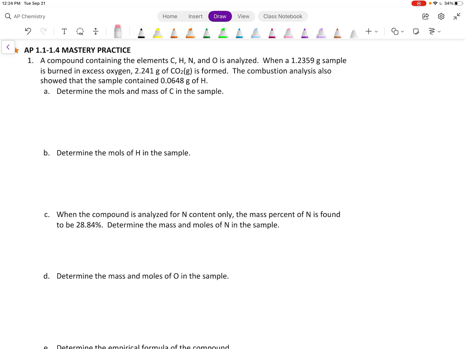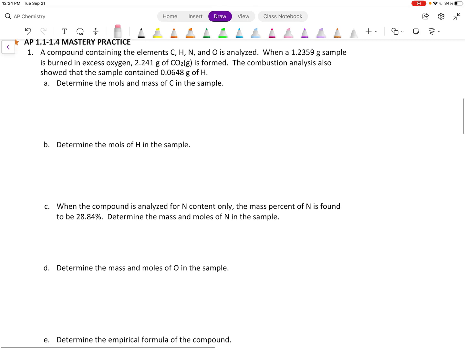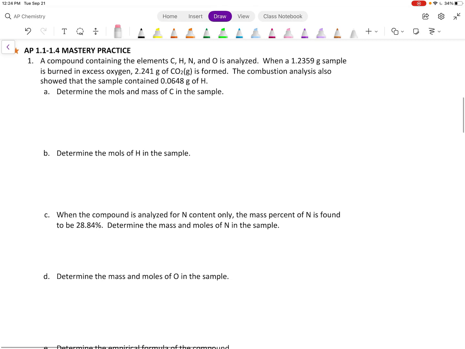So we're given a compound containing carbon, hydrogen, nitrogen, and oxygen. And it was analyzed in the lab, and we have some data for this. Now, you can scroll down a little bit and see that it says determine the empirical formula by the very end. So we're going to do a variety of different things to make sure we have that information. So the first thing we're asked for is the moles and mass of carbon. So we're given carbon dioxide, and we can use that to determine carbon.